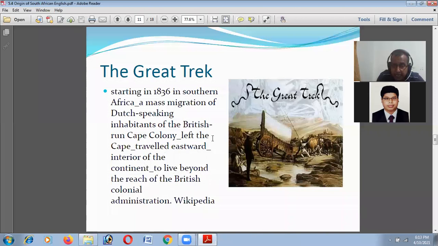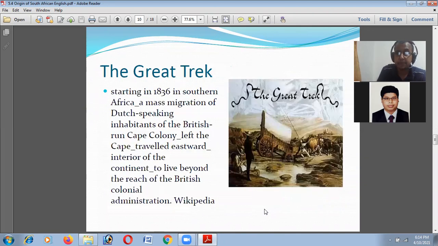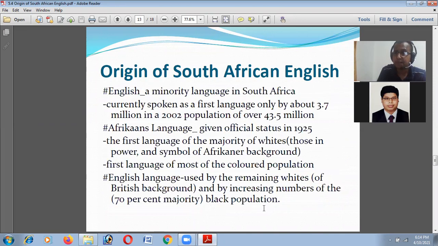In that period, a variety of African English also developed, spoken by the black population, learned in mission schools, and influenced by the various language backgrounds of the speakers. In addition, English was used by Africans and by ethnically mixed immigrants from India, brought to the country from 1860. So this is the origin of African English.